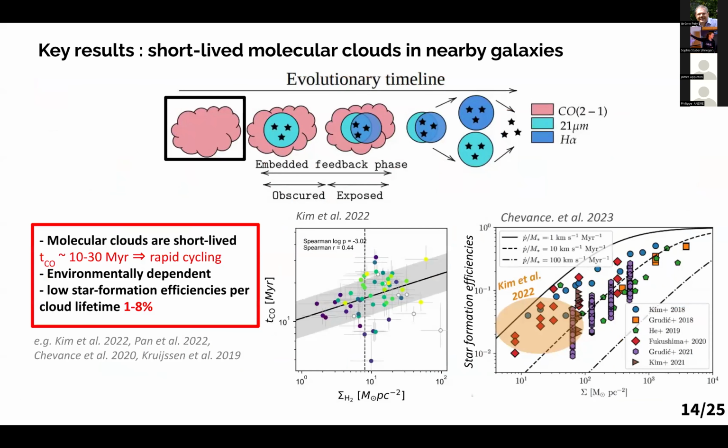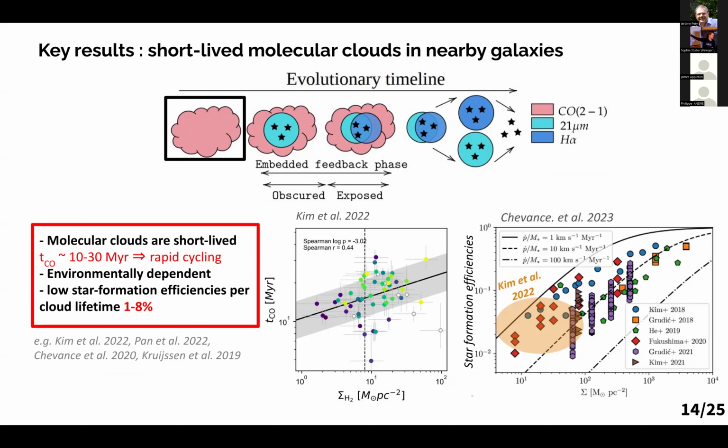So the first key result that was obtained is on the cloud lifetimes themselves. The first paper that came out on CO emission measured the cloud lifetime for a sample of 54 galaxies in the Kim 2022 paper. And they found that molecular clouds are actually transient objects with a short lifetime of only a few times their freefall time, so 10 to 30 megayears only, hinting at a rapid cycling of molecular clouds and rapid disruption by stellar feedback.